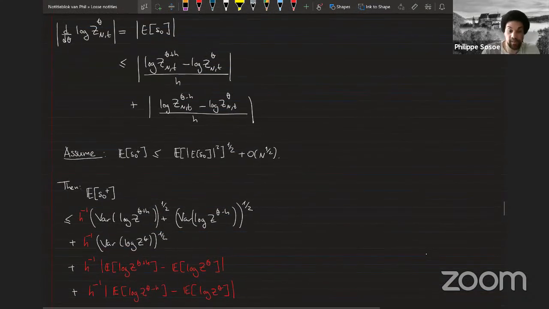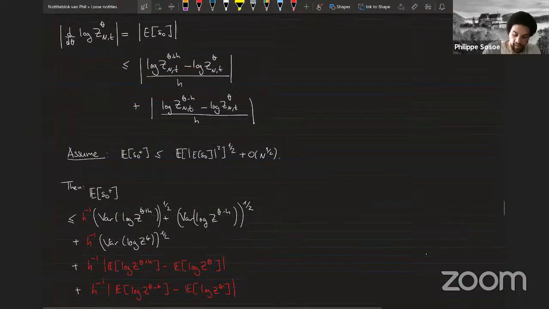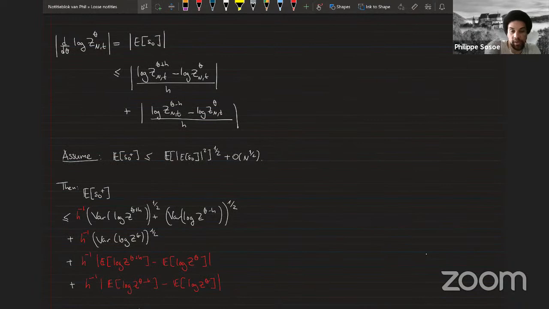Okay. Expectation of S0, we can replace by difference quotients, right? So we start by replacing expectation of S0 plus by expectation of S0, replace expectation of S0 by difference quotients, and then the next step is to center everything. So we have log of z_n at theta plus h, log of z_n at theta minus h, and then also the partition function at theta instead of theta plus h or minus h. So let's center everything. Let's add in here the expectations of the corresponding partition functions.